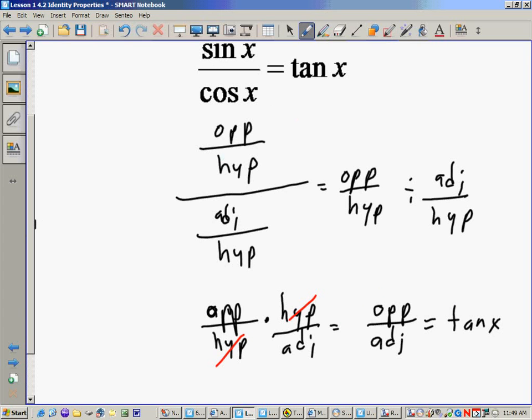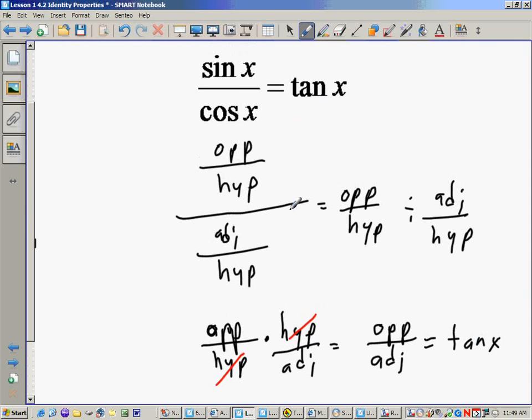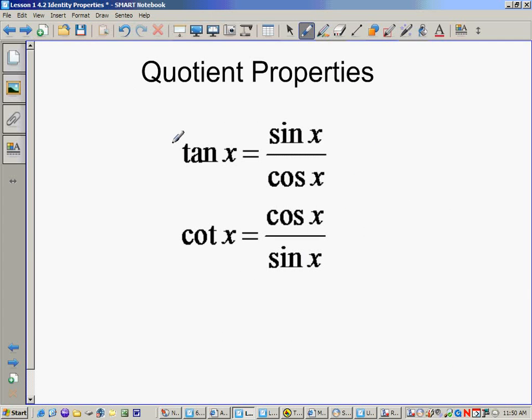So in our proof, we started with the left-hand side, worked through until we got to the right-hand side. Now we don't need reasons for each step along the way like we needed in geometry. Here, it's pretty obvious how we go from one step to the next. Now our two quotient properties are tangent of x equals sine of x over cosine of x, and cotangent of x equals cosine of x over sine of x. We could prove cotangent the same way, but we won't today.